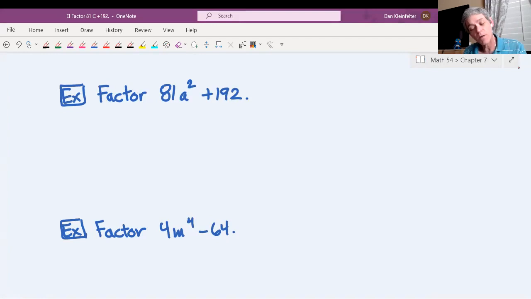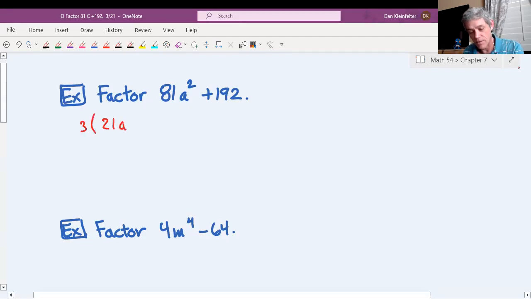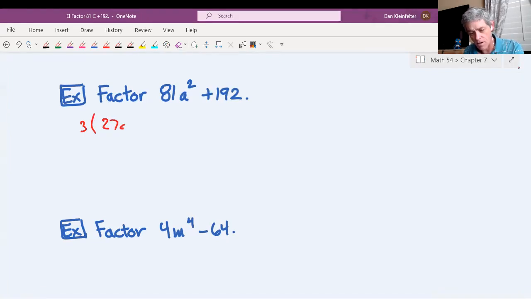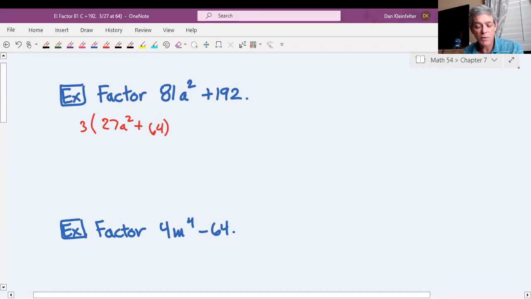For this one, I want to check for a common factor. It looks like 3 at least will divide into those. Maybe we can do better than that, actually. Yeah, 3. So let's get 3 out of here. That will give us 27a squared. And then 192 divided by 3, I think 64. Okay, so there's 27a squared plus 64.